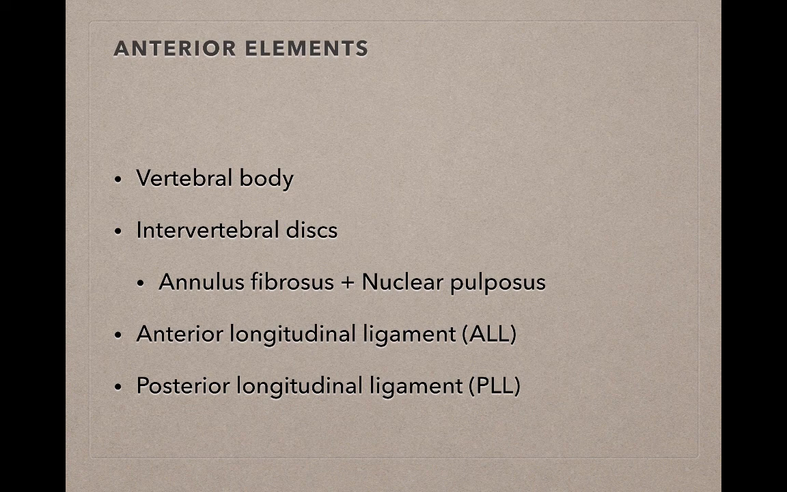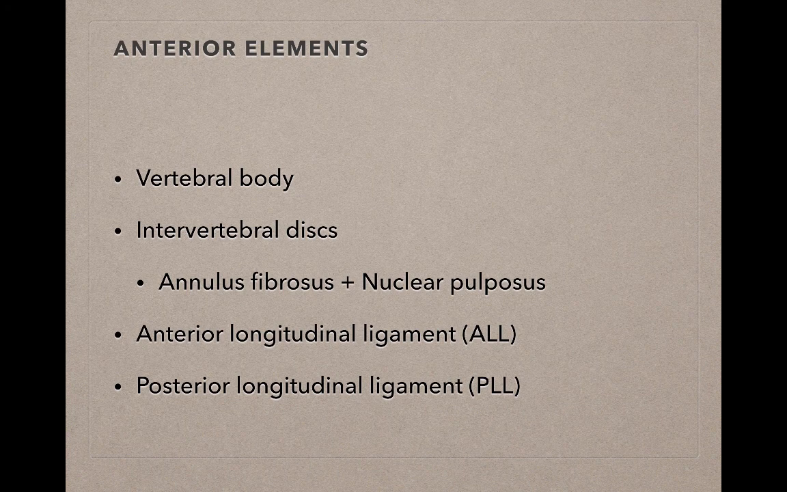Okay, so now that we've covered the anatomy and the differences, we can start grouping these structures and make joints, add some ligaments, and describe some motion. So the anterior elements are those that are used for weight-bearing purposes. So here we have a list of what makes up the anterior elements: the vertebral body, the intervertebral discs, the ALL, which is the anterior longitudinal ligament.